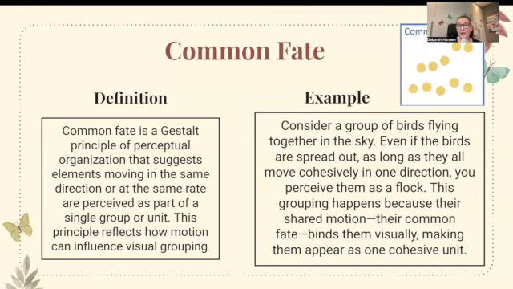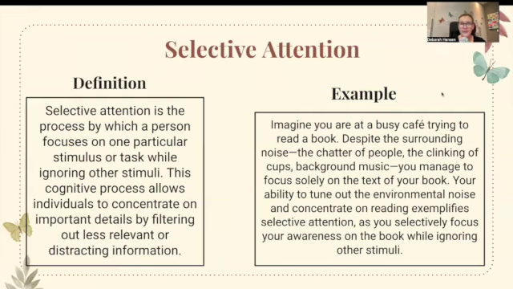Consider a group of birds flying together in the sky. Even if the birds are spread out, as long as they all move cohesively in one direction, you perceive them as a flock. This grouping happens because their shared motion, their common fate, binds them visually, making them appear as one cohesive unit.